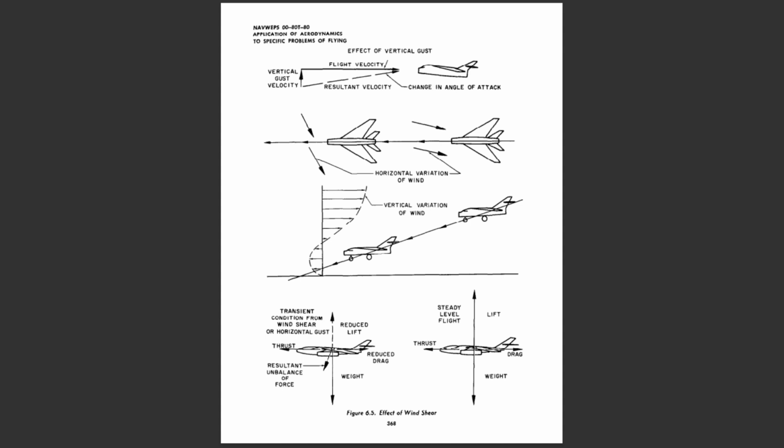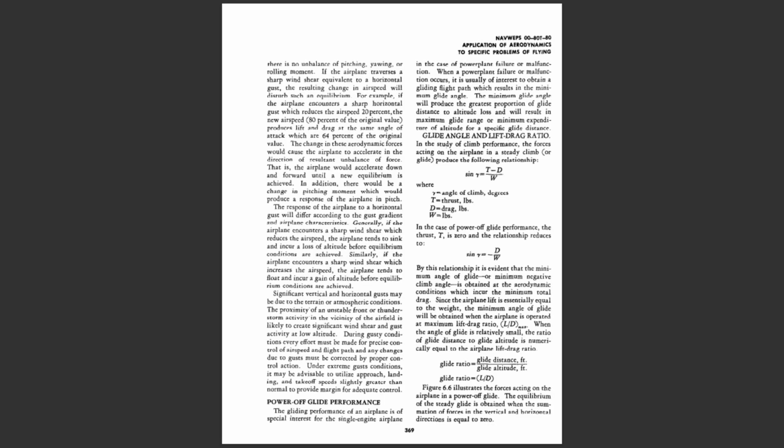Significant vertical and horizontal gusts may be due to the terrain or atmospheric conditions. The proximity of an unstable front or thunderstorm activity in the vicinity of the airfield is likely to create significant wind shear and gust activity at low altitude. During gusty conditions, every effort must be made for precise control of airspeed and flight path, and any changes due to gusts must be corrected by proper control action. Under extreme gust conditions, it may be advisable to utilize approach, landing, and takeoff speeds slightly greater than normal to provide margin for adequate control.